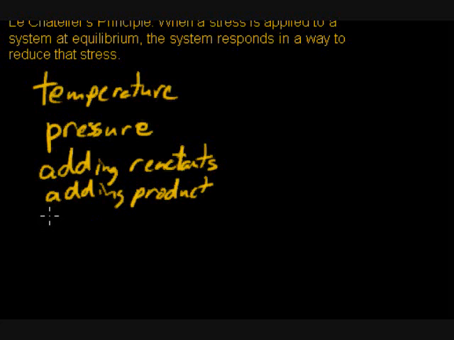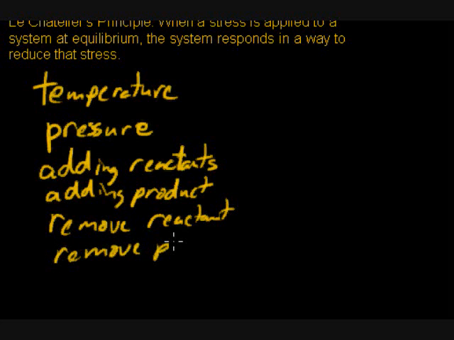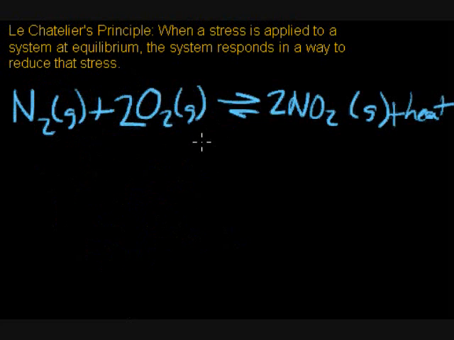And then we also could do the opposite of adding. We could reduce. So we could remove reactants. We could take a reactant away, and that would stress the system. Or we can remove products, and that would stress the system. So let's talk about how each one of these would affect the system and how Le Chatelier's principle predicts the system would react. Let's use this reaction as an example: nitrogen gas reacts with oxygen gas, 2 moles of it, to produce 2 moles of nitrogen dioxide gas and heat. It's an exothermic reaction.